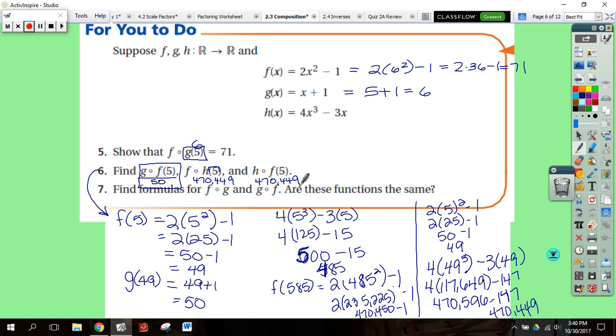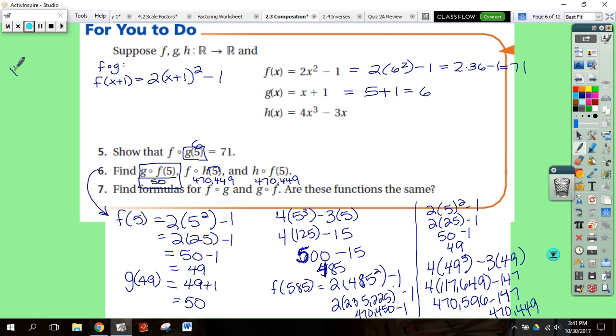Okay, and then the last one is saying find formulas for f of g and for g of f. So what that's asking you to do is, for f of g, they're asking you to use the g function as the input into f, and here using the f function and using it as the input for g. So for example, if we wanted to find the formula for f of g, you would take the g function as your input. So basically you're saying f of x plus 1. So you have 2 times, remember this is your input, so wherever you see x up here, you're going to substitute this in. So 2 times x plus 1 squared minus 1.